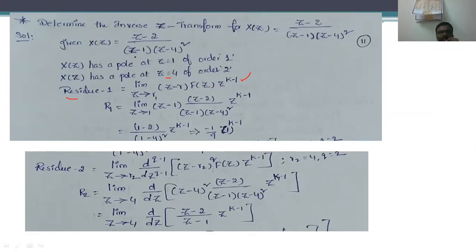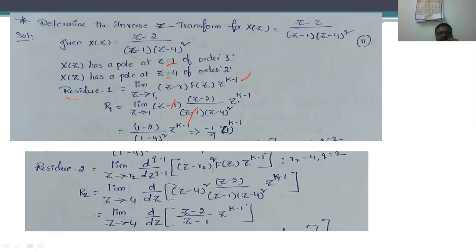Here we are going to calculate the residue for the point z equal to 1. Therefore, residue R1 is equal to limit z tends to 1 of (z minus 1) into f of z, where f of z is z minus 2 divided by (z minus 1) into (z minus 4) whole square, into z power k minus 1. Simply cancelling z minus 1 with z minus 1, and substituting z equal to 1 in the remaining expression, that is z minus 2 divided by (z minus 4) whole square into z power k minus 1.